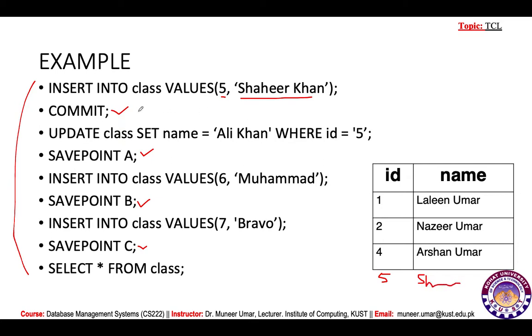and then we commit it. So this entry will be permanently saved in this table. But just after that, we are going to update this entry. So we have an update query, and with the help of this update query, we will change this name to Ali Khan.